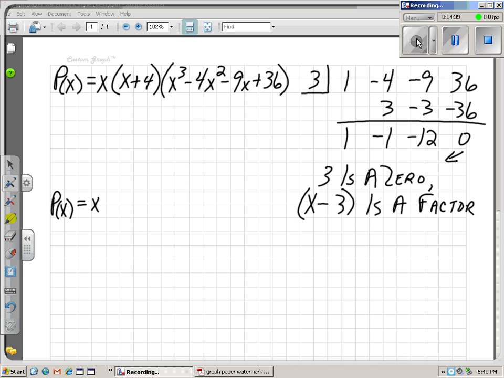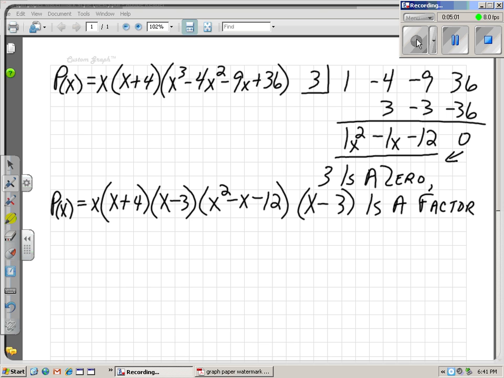So what do we have now? We have our x. We have our x plus 4 that we found in the last synthetic division. What did we just find? We found that x minus 3 is also a factor. And what's left over? Well, that's just right here. That's going to be my -12 is my constant, -1 is my x, and 1 is my x squared. Okay, I still need to look at this polynomial right here and see if it'll factor further. Now, if you're pretty sharp, you'll see that this splits.